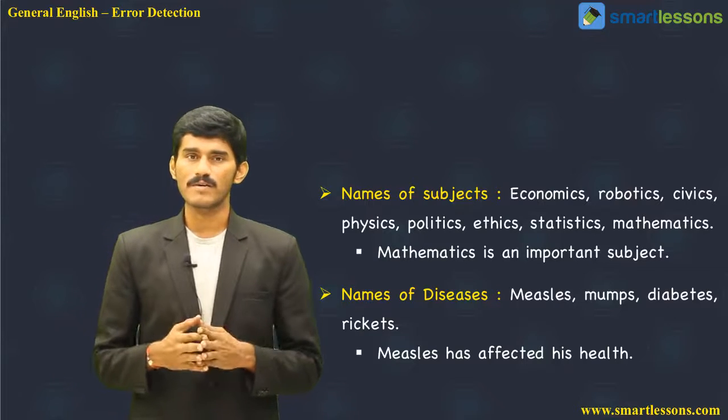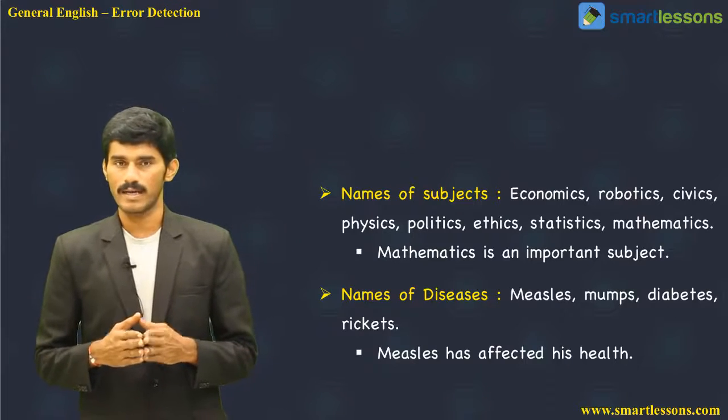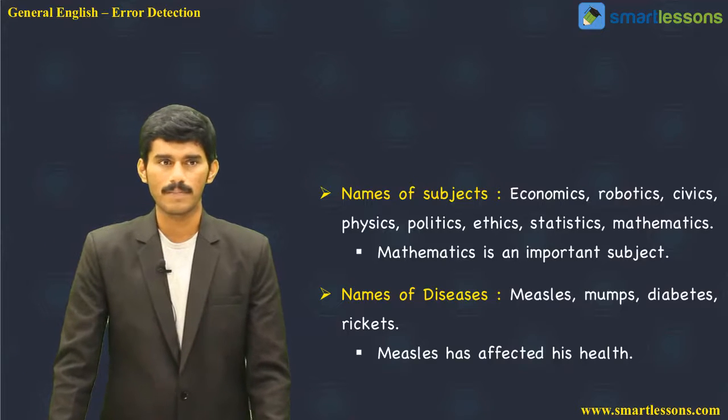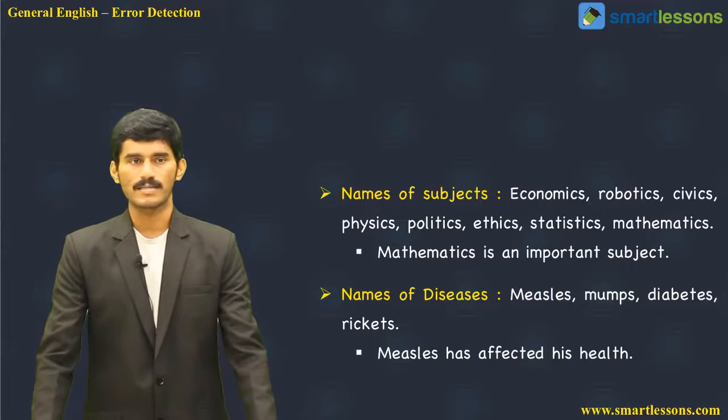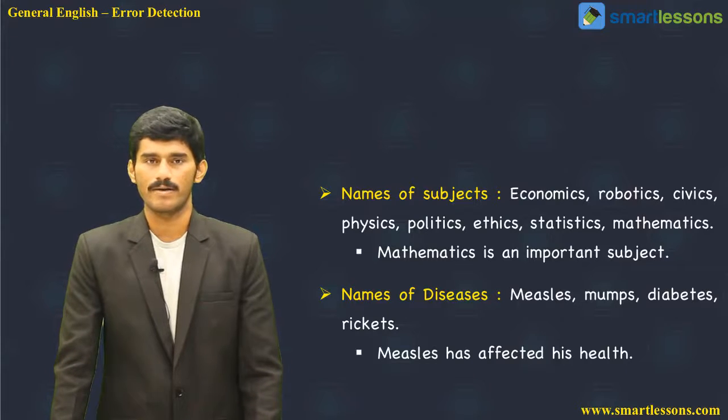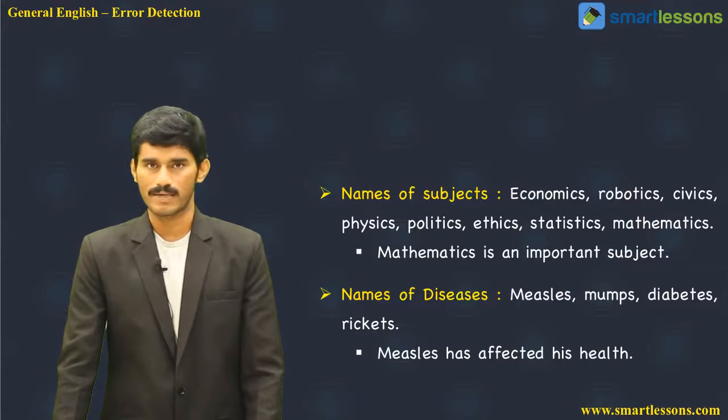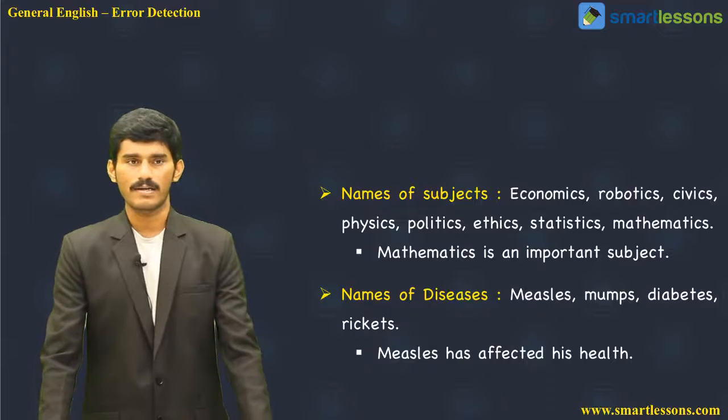So there are some names of diseases also that end in s, but are taken to be singular. For example, measles, mumps, diabetes, rickets. All these are names of diseases ending in s, but taken as singular. For example, measles has affected. Don't say have affected. Measles has affected his health.